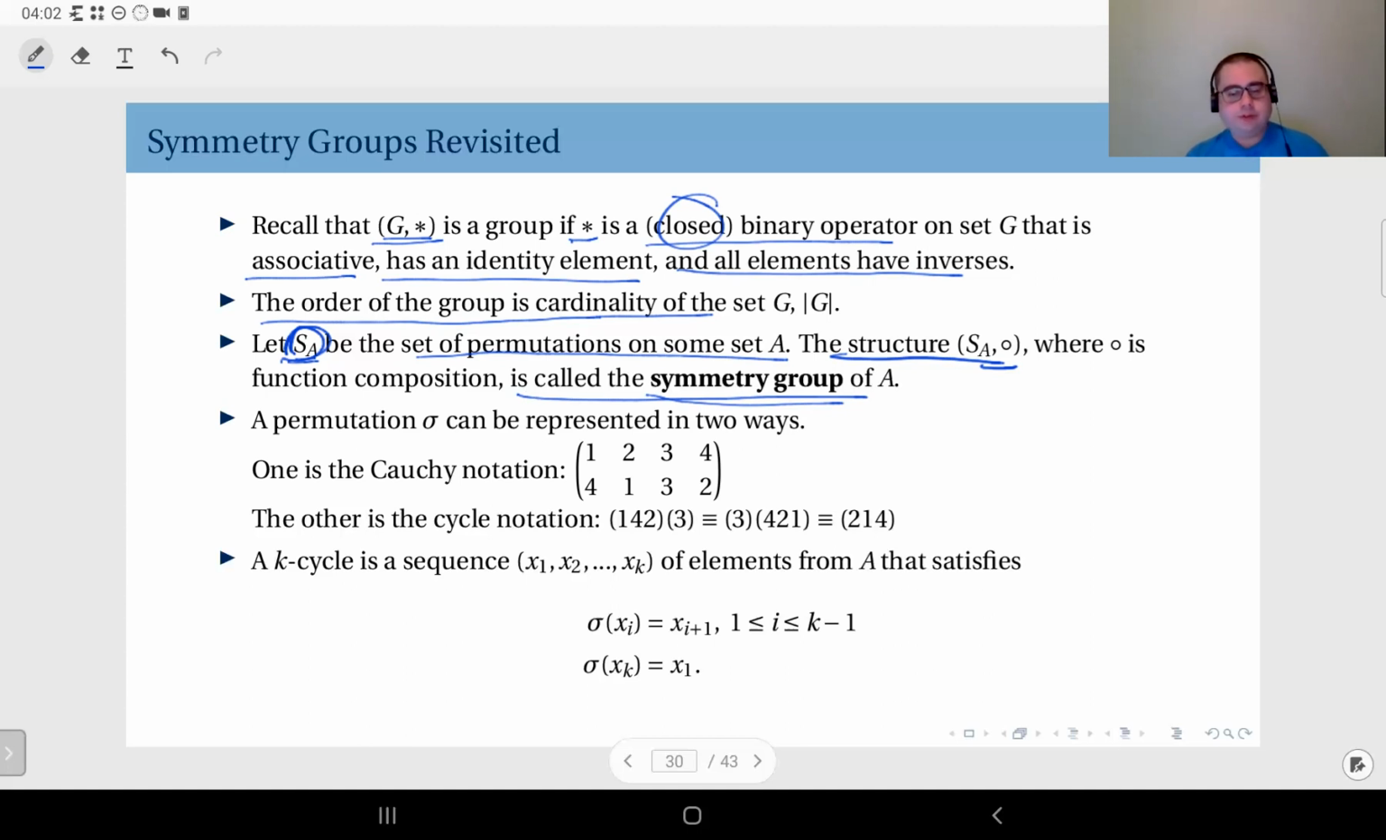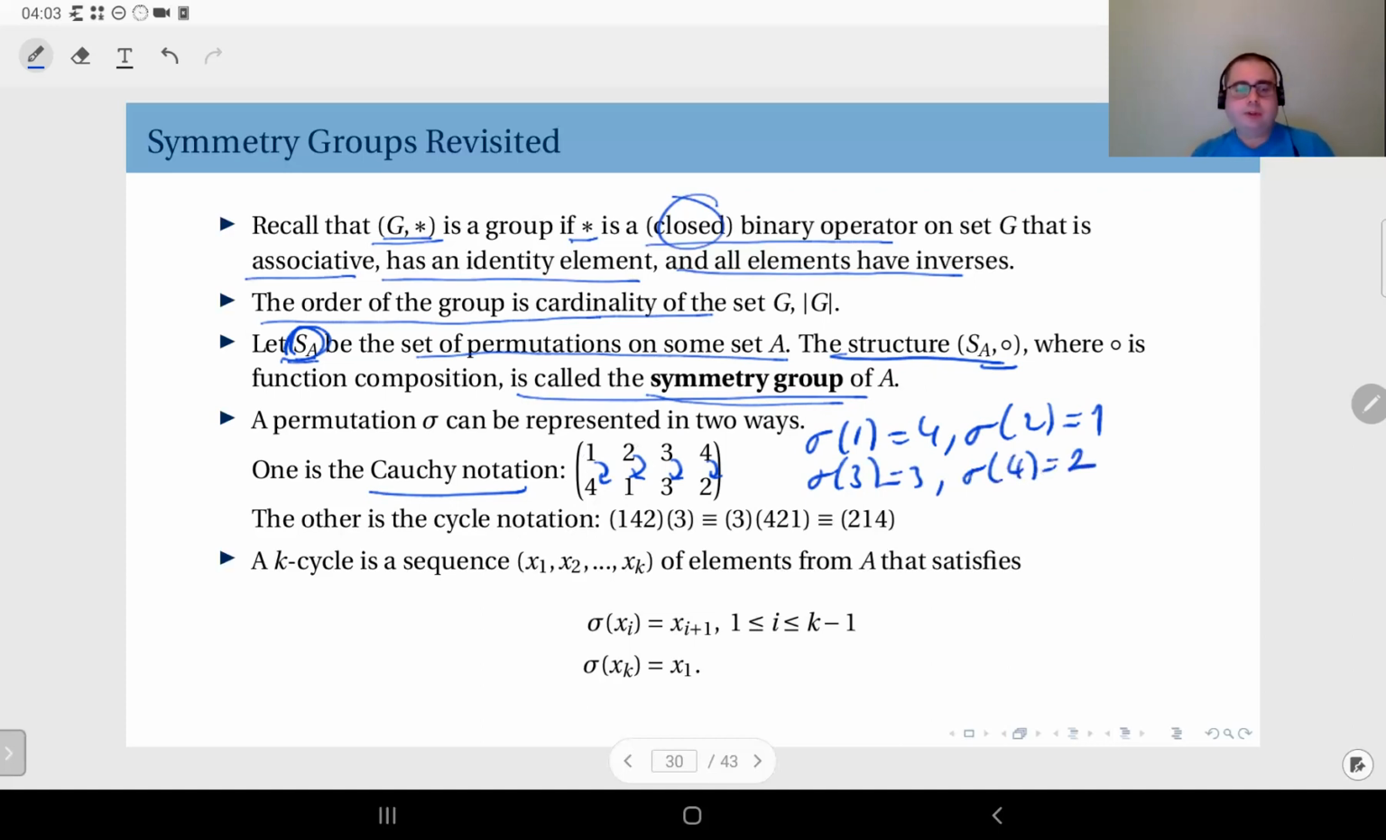Now, if you remember, permutations can have what we call the two-line notation, where, for instance, element 1 is mapped to 4, element 2 is mapped to 1, 3 is mapped to itself, and 4 is mapped to 2. So here, actually, sigma 1 equals 4, sigma 2 equals 1, sigma 3 equals 3, and sigma 4 equals 2. This is one way to represent a permutation, but there is another way, which we call the cycle notation. If you look at this notation, 1 goes to 4, and then 4 goes to 2, and 2 goes to 1, and the cycle is complete.